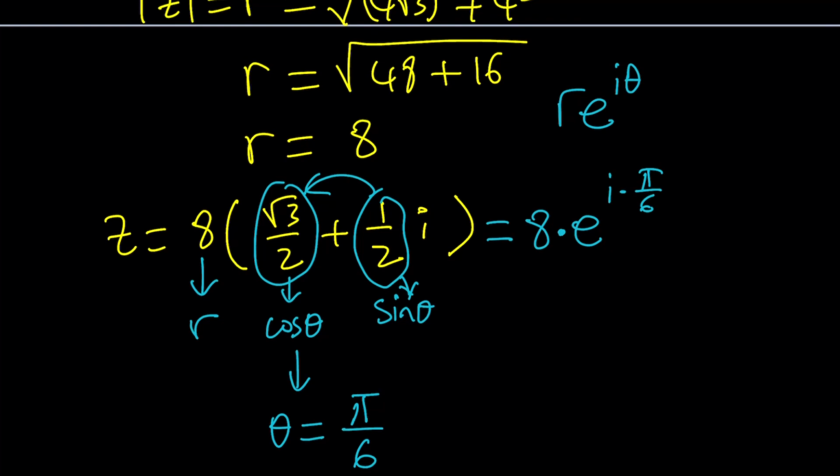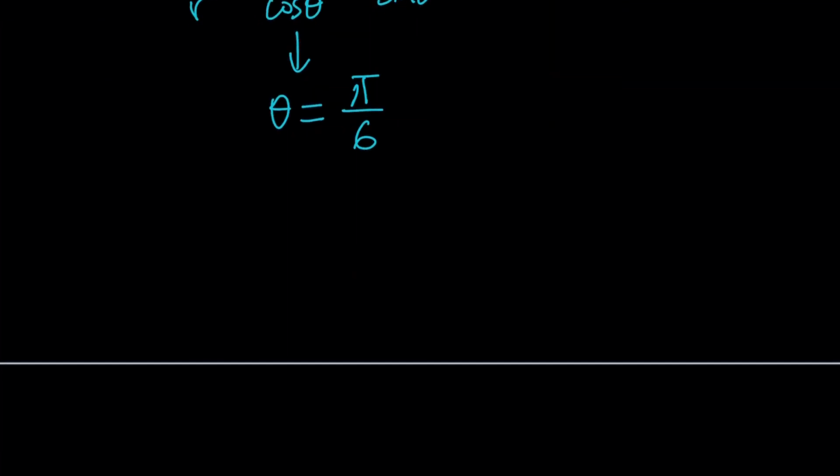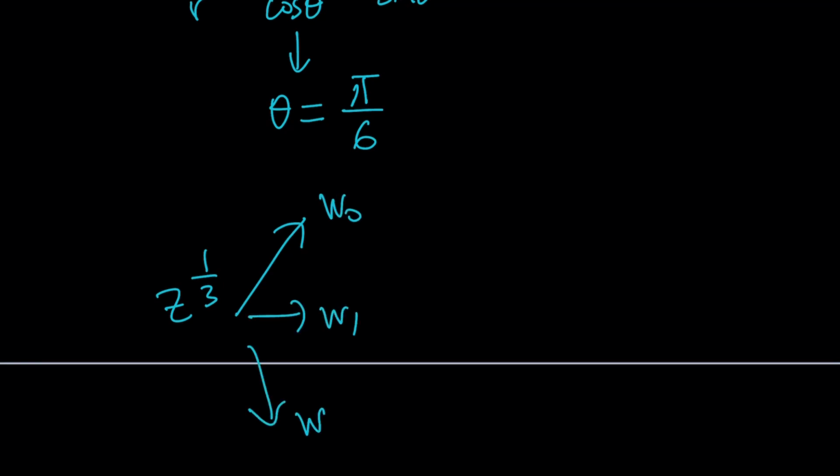Now, the next step is finding the cube roots of z. There are 3 cube roots, and we're going to call them w0, w1, and w2. I went over this in the lecture notes, but I realized that it was kind of confusing, so that's why I wanted to go over this with an example.